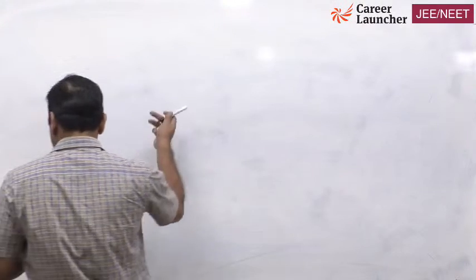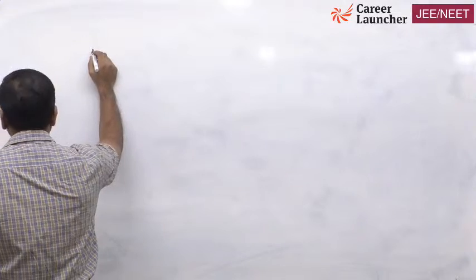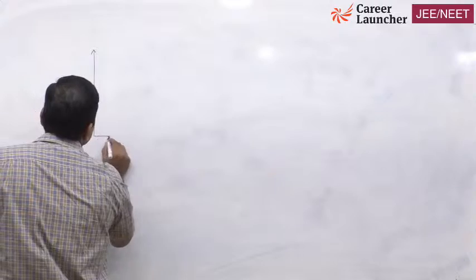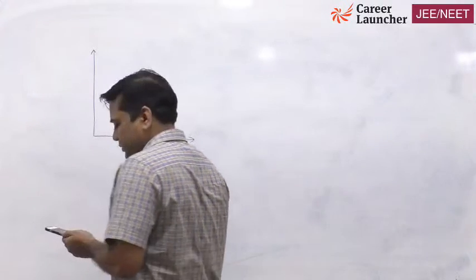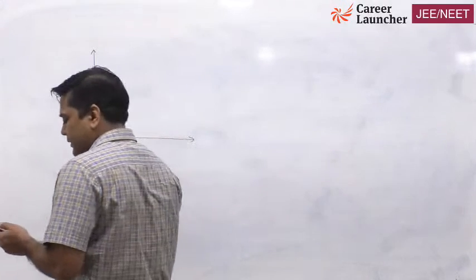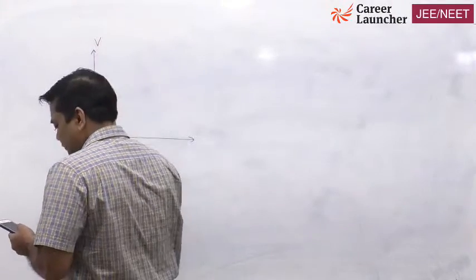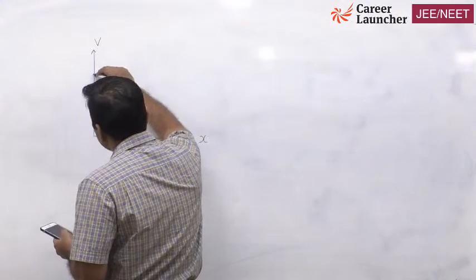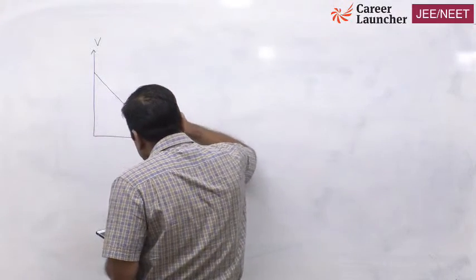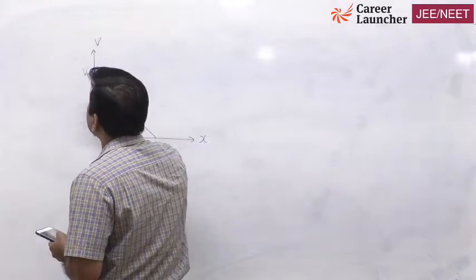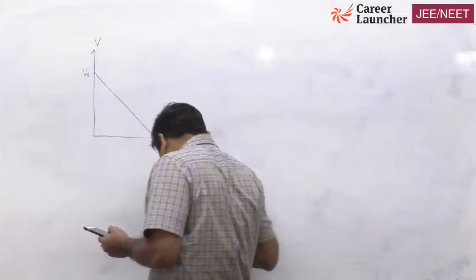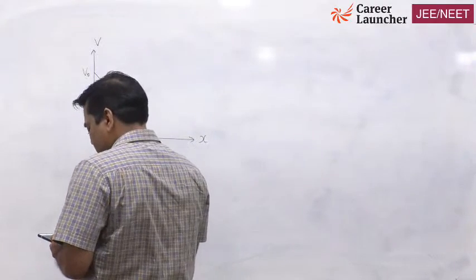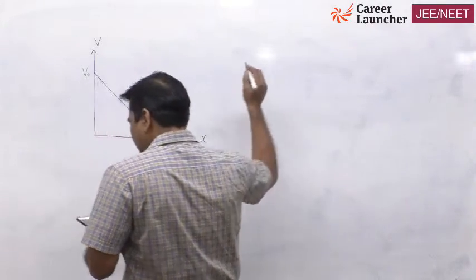Okay, here is the first question. I am just writing on the board. You just note it down in your notebook, give some thought to this question, and then we will discuss it. This is a V versus X graph, and this is a straight line. This point is V naught and this is X naught. Here I am going to write the question.